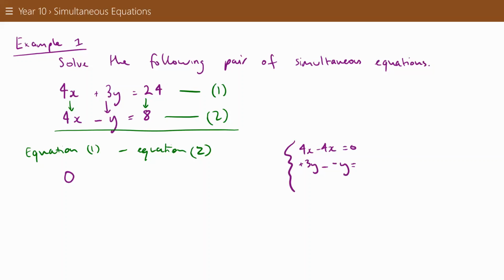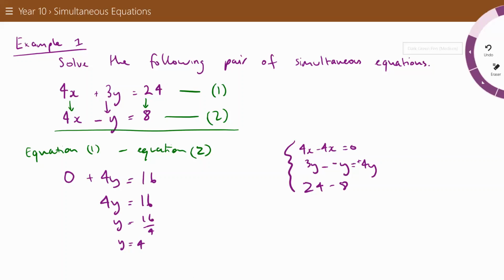What does this equal? What does this minus become? Plus 3y is just 3y. This minus becomes plus, so that is 4y. And is it a plus or minus? It is plus 4y. So plus 4y equals, what is 24 minus 8? 24 minus 8 is 16. So now there's a 0 there. This is just 4y equals 16. Divide both sides by 4, y equals 16 over 4, y equals 4. So we have found y.